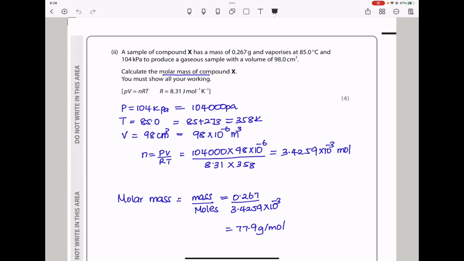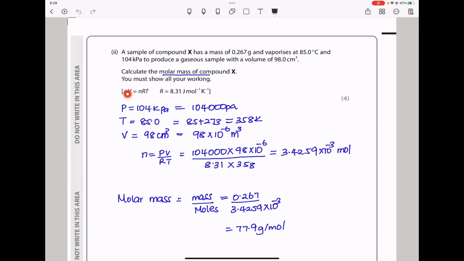Moving on. Here they say, a sample of compound X has a mass of 0.267 grams and vaporizes at 85.0 degrees Celsius and 104 kilopascals to produce a gaseous sample with a volume of 98.0 centimeters cubed. Calculate the molar mass of compound X. You must show all your working.